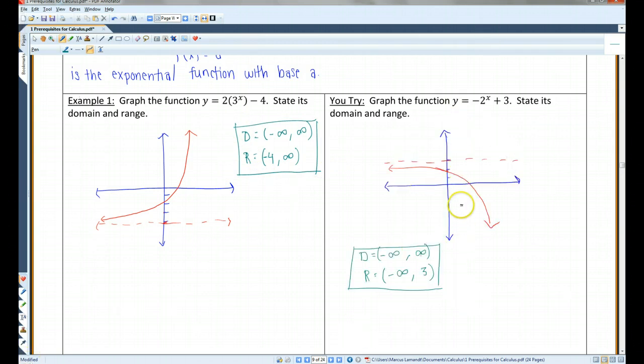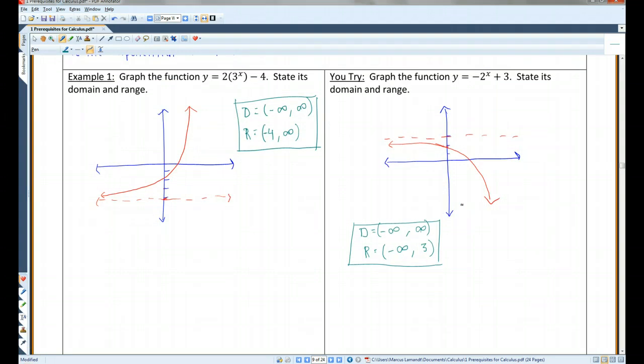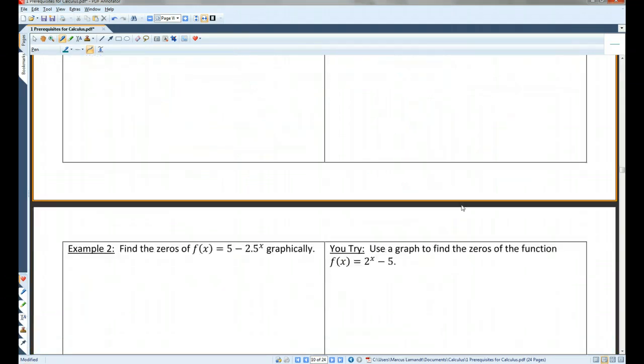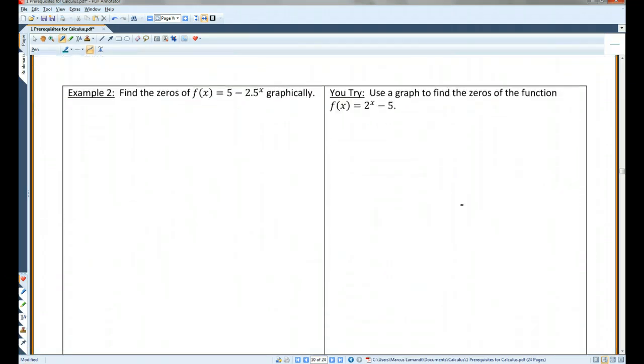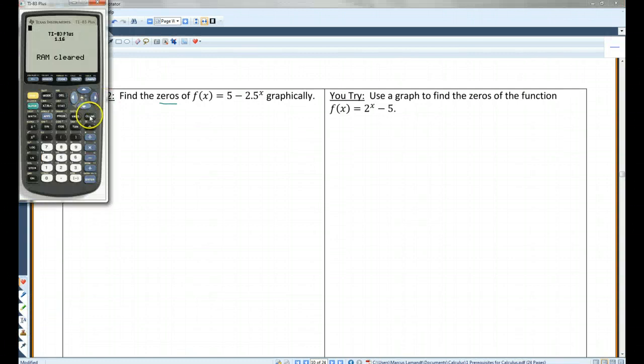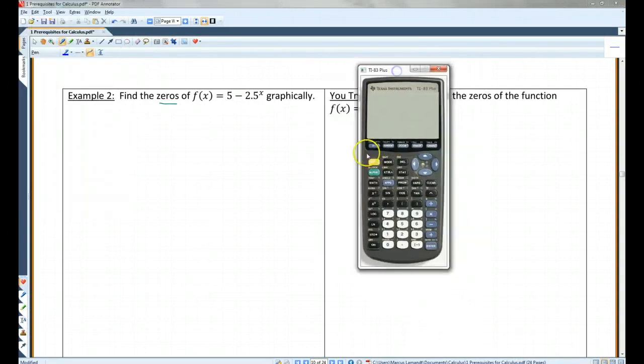Alright, this is the answer you guys should have gotten. Feel free to pause if you need to take a look a little longer. Okay, example 2. Find the zeros of this graphically. Alright. Let's pull out the calculator again. Y equals 5 minus 2.5 to the x power. Alright, so it looks like that.